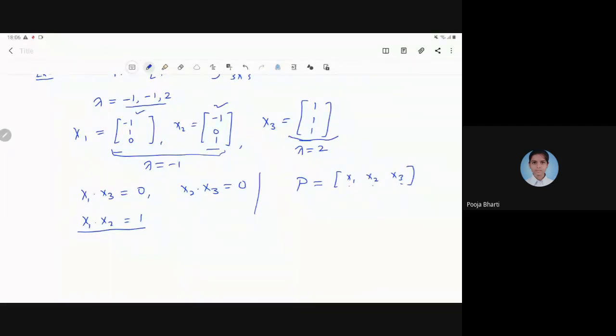So now you need to use the Gram-Schmidt process to construct orthogonal vectors from X1 and X2. So first write Y1. What is Y1? X1 is minus 1, 1, 0. So take it as it is. Y1 is X1 in the Gram-Schmidt process. It is minus 1, 1, 0. How to construct Y2? X2 minus X2 dot Y1 into Y1 divided by norm of Y1 squared. Just do this calculation yourself. Tell me what is the vector you are getting.